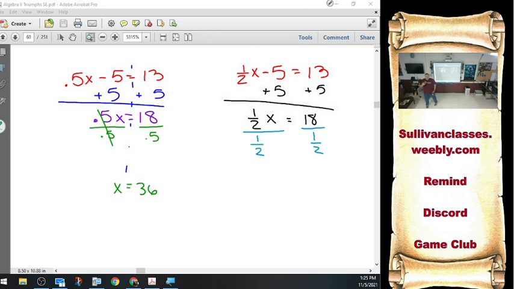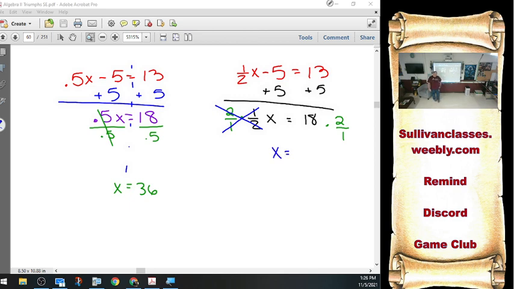So dividing by a fraction is just multiplying by its reciprocal. You flip it. So instead of dividing by a half like that and getting all confuzzled, I'm instead going to say times 2 over 1. Because now, 1 over 1, 2 over 2, cancels.